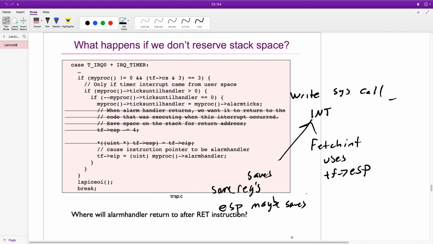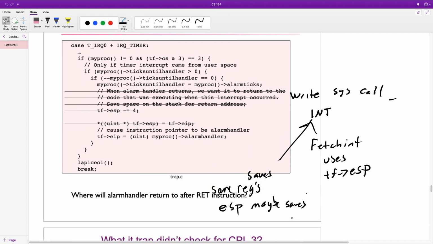We go through and are tricky now. We do not call the alarm handler from the kernel. Instead, we say when we return from our interrupt, the code that we want to execute is the alarm handler. Well, when we return from interrupt, what code gets executed? Whatever's in the EIP of the trap frame that we were storing. So we change the EIP to say return to the alarm handler. And that works up to a point.